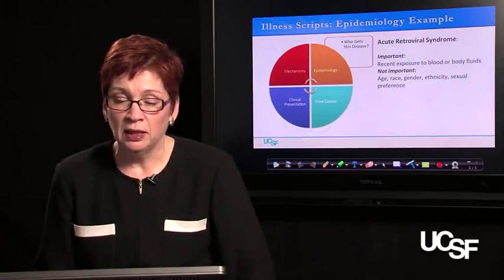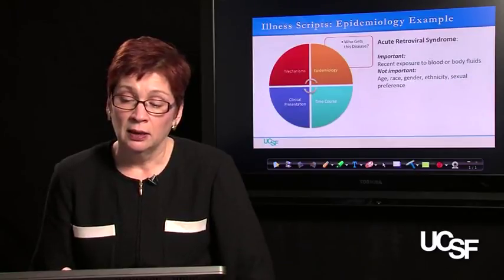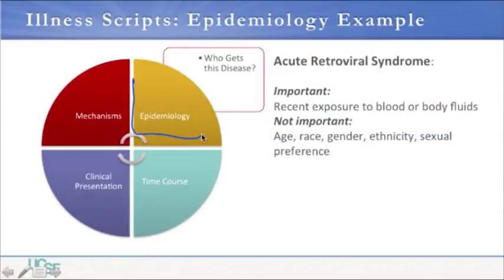So let's give an example of the illness script for acute retroviral syndrome. And this is focused purely on the quadrant of epidemiology. Now, what will be important in considering the possible disease of acute retroviral syndrome is recent exposure to blood or body fluids.